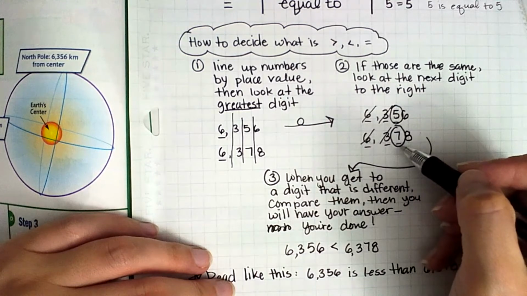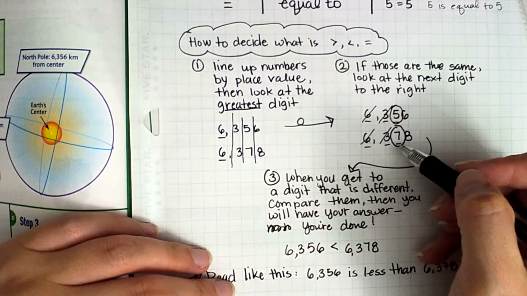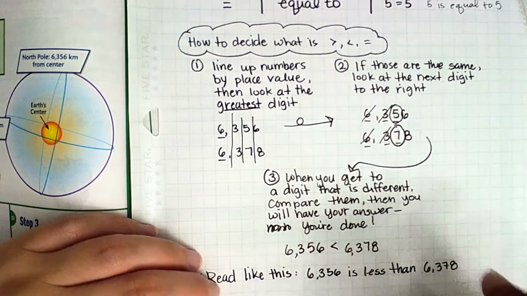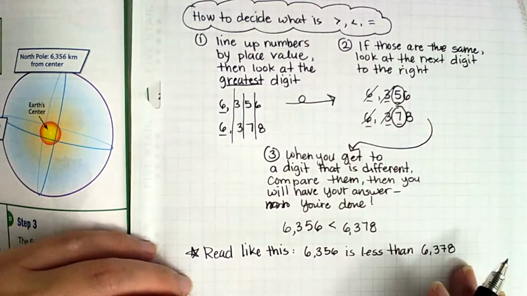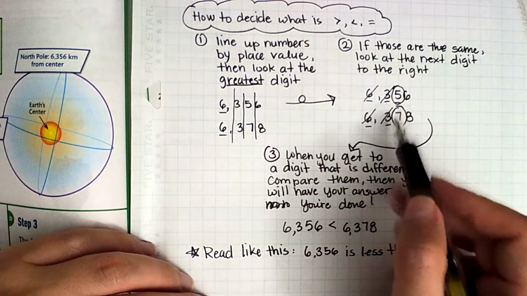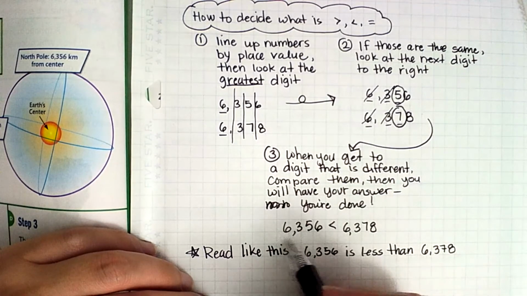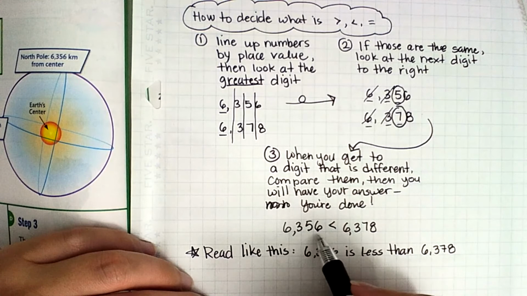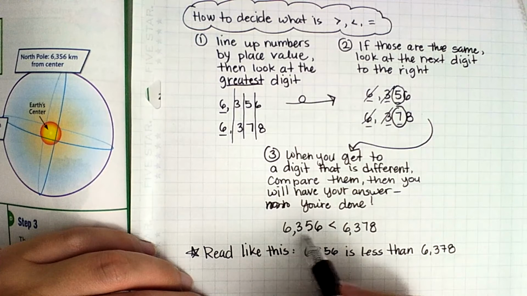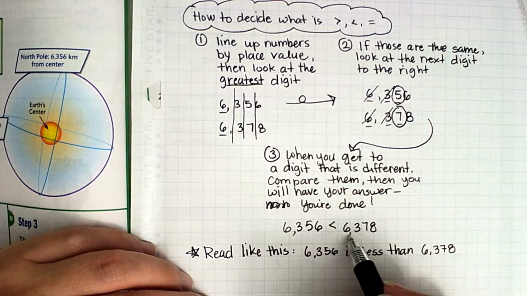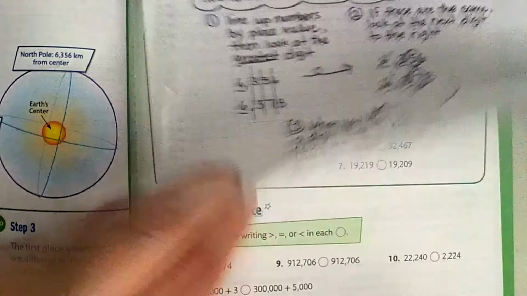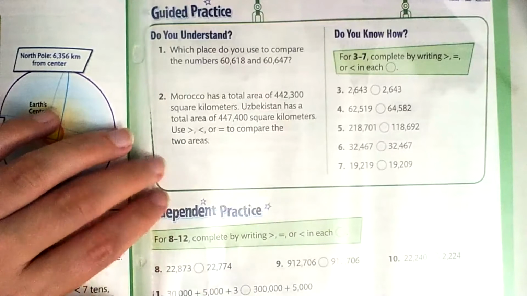I circled the digit that I reached in each number where the digits were different from each other, and that was in the tens place. So as soon as you get to a digit that's different, those are the ones you compare. You do not move past that point. You're done right here as soon as you hit a difference. So 6,356 is less than, that's the less than symbol. So 6,356 is less than 6,378. So let's go ahead and take a look at those guided practice questions that we have for this lesson.